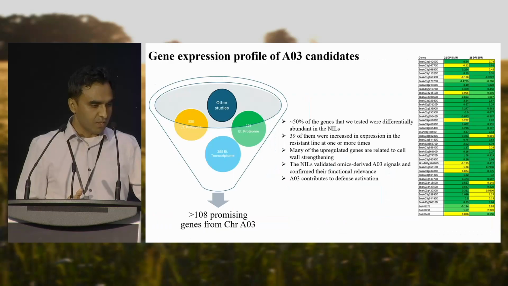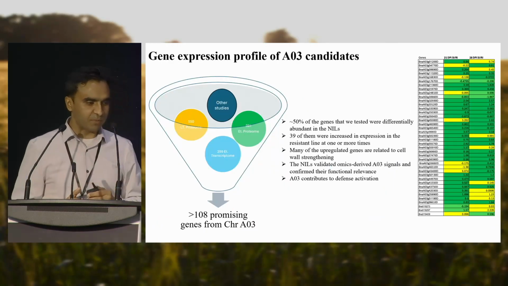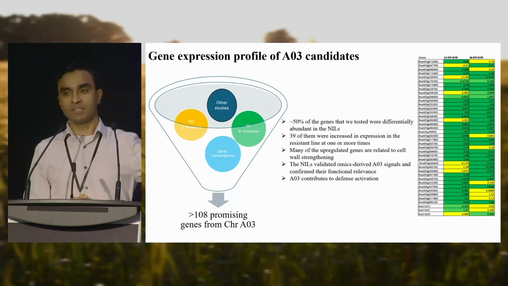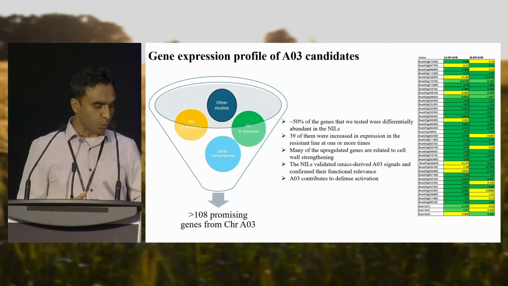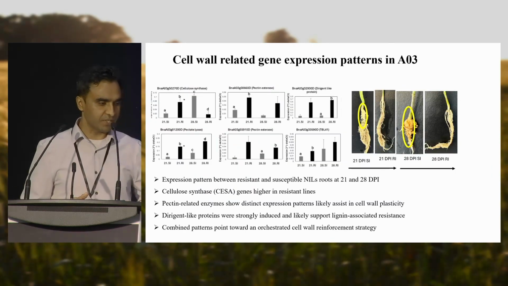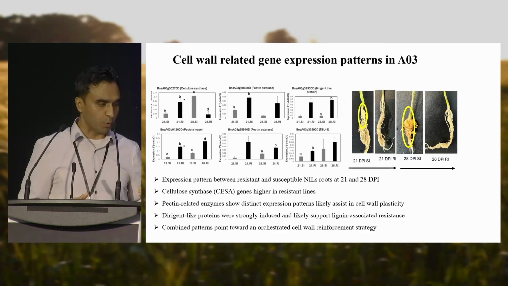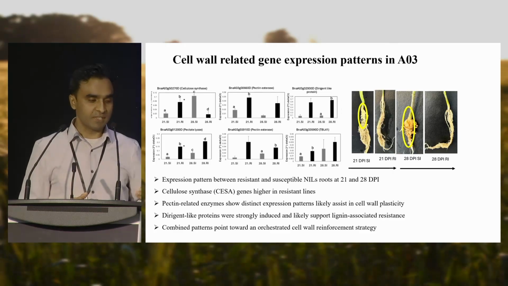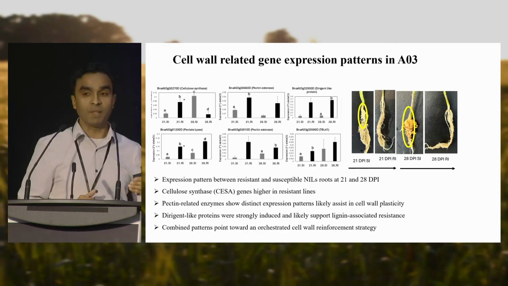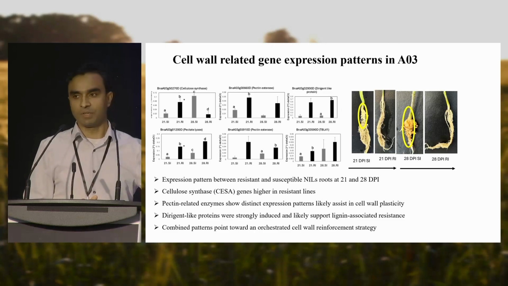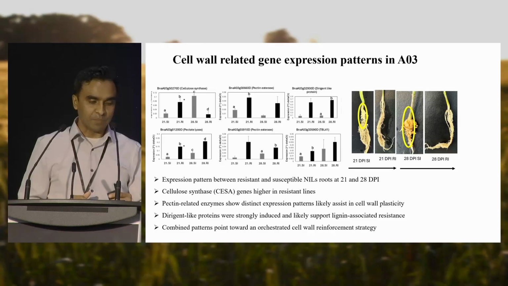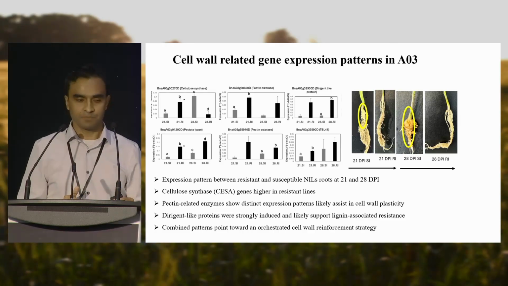resistance. And so when we did the transcript level assessment, we noticed that genes involved with resistance were highly upregulated in response to the pathogen. And also we noticed that there are several genes involved with the cell wall. For example, here we have cellulose synthase upregulated. We also have the pectin-related genes, and also rhodesian-like proteins. Those are very much involved in cell wall plasticity, and also the lignin-associated resistance. So based on those molecular signals, we think there is cell wall reinforcement going on in response to the pathogen.